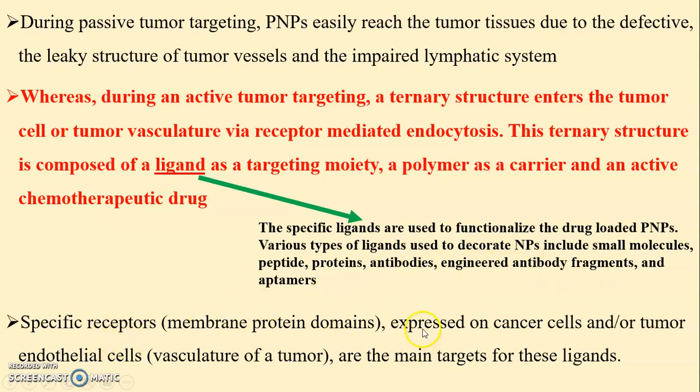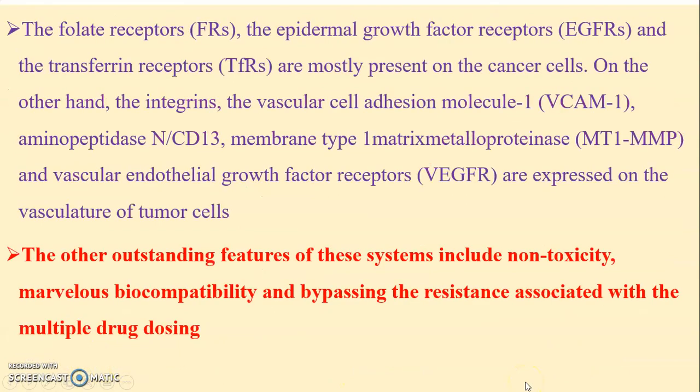Specific receptors, which are membrane bound domains expressed on cancer cells or on tumor endothelial cells, are the main targets for these ligands. The folate receptors, epidermal growth factor receptors, as well as transferrin receptors are mostly present on the cancer cells. On the other hand, the integrins, vascular cell adhesion molecule 1, aminopeptidase, membrane type 1 matrix metalloproteinase, and vascular endothelial growth factor receptors are expressed on the vasculature of tumor cells.